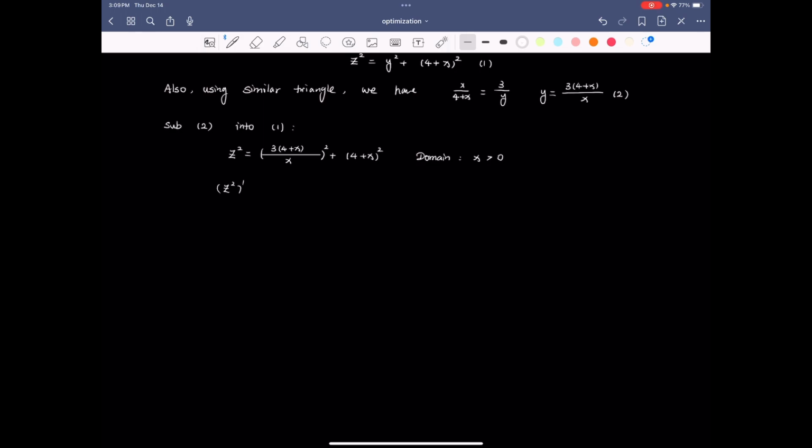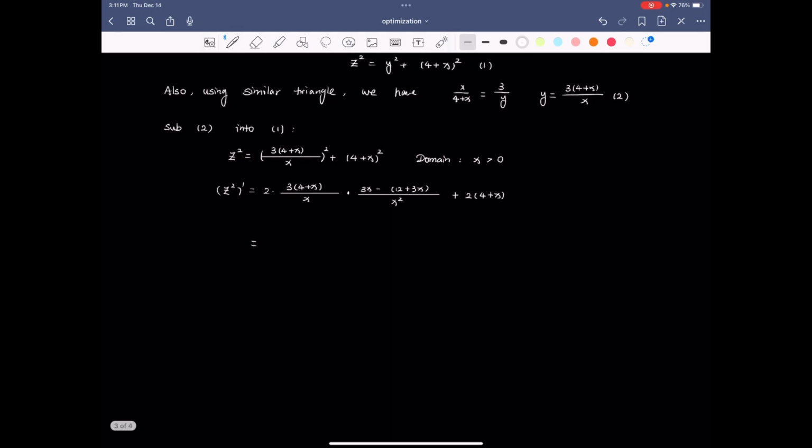Z squared prime is going to be 2 times 3 times (4 plus x) over x. I have to use the chain rule, so apply times. Here will be the quotient rule, x squared at the bottom, and then 3x minus 12 plus 3x. Okay, and then plus 2 times (4 plus x), which equals, let's simplify it, x cubed at the bottom.